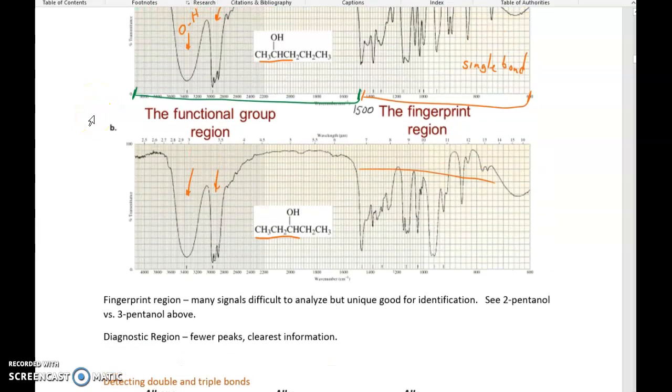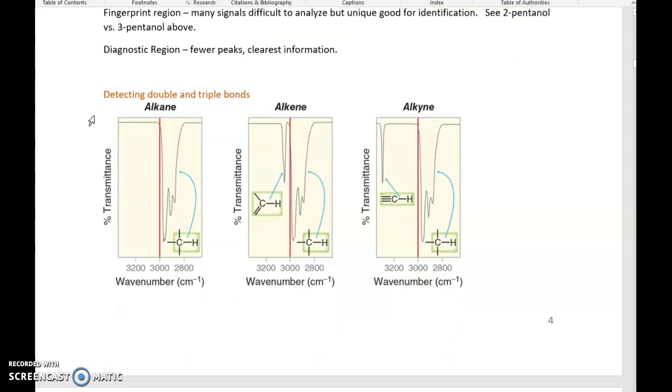So let's look at detecting double and triple bonds. I've kind of already mentioned this a little bit. We're talking now about a hydrogen that's bound to a carbon. It's this bond right here that we're talking about. The carbon can vary. If it's an alkane, the carbon will be sp3 hybridized. If it's an alkene, it'll be sp2 hybridized, and if it's an alkyne, it'll be sp hybridized.